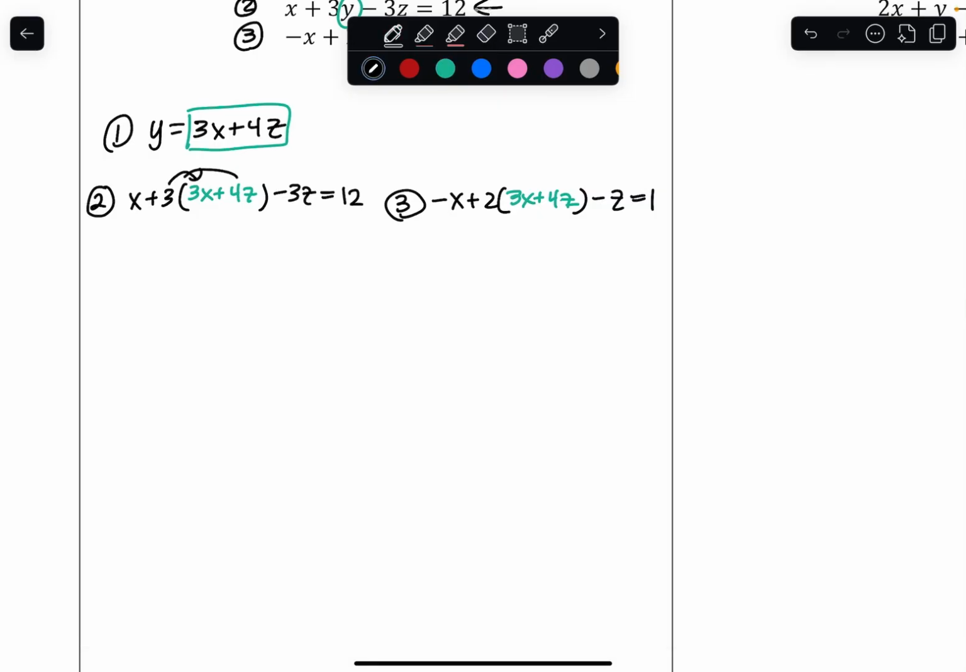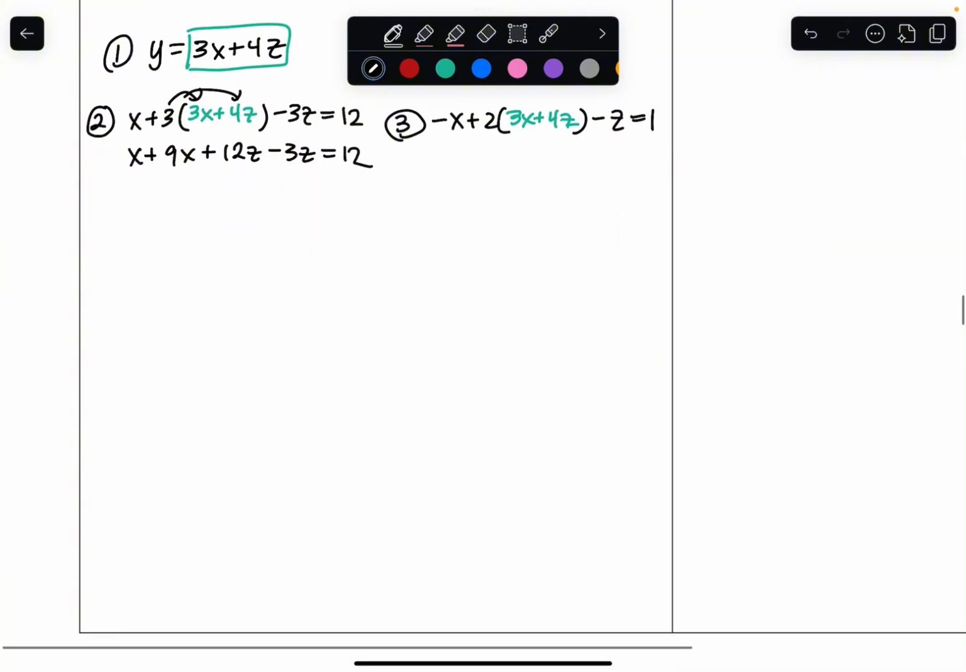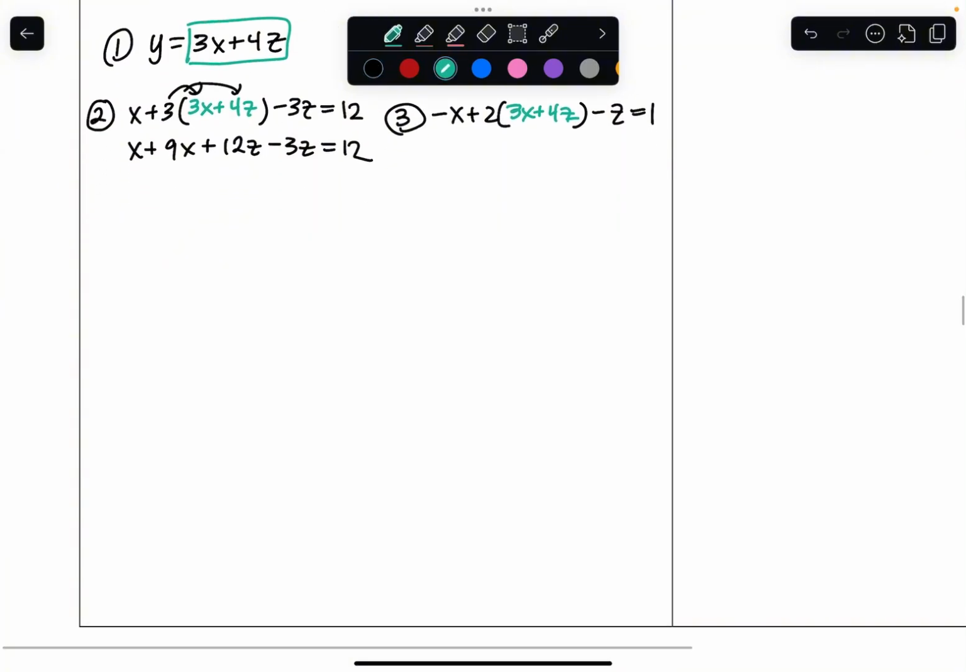Clean them up by distributing. I get 9x plus 12z, 2's with a loop, z's with a bar, minus 3z equals 12. Combine your like terms. I've got an x and a 9x, which would create a 10x.